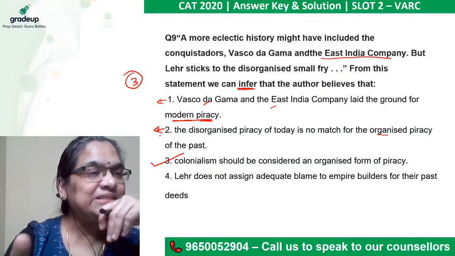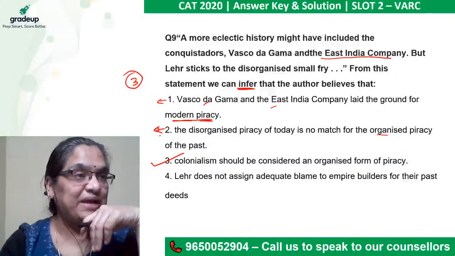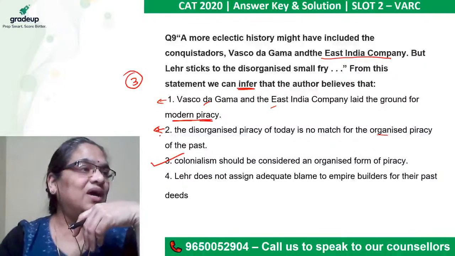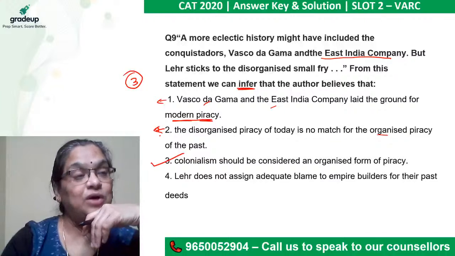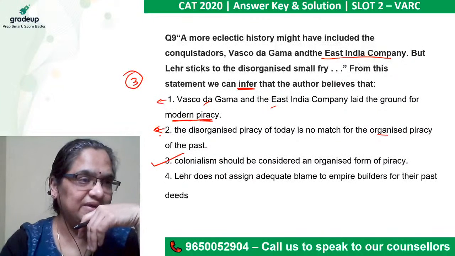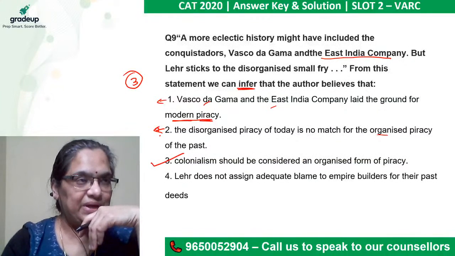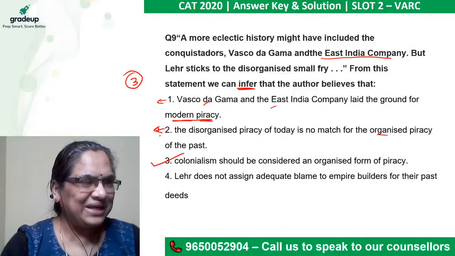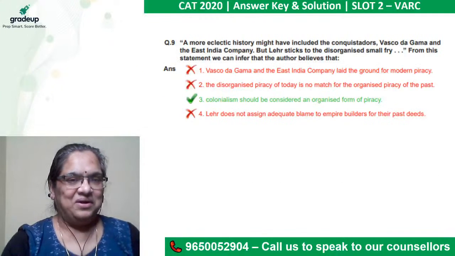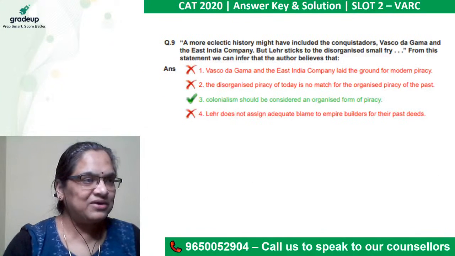Okay, he says Lair doesn't think of them as pirates. According to the author's point of view, they should be considered pirates. But it does not mean he is not blaming them enough. The author has not said anything about the blame game anyway. Okay. So 9, your answer is 3. Did you all get it right? Did any of you get it right? Do you remember?